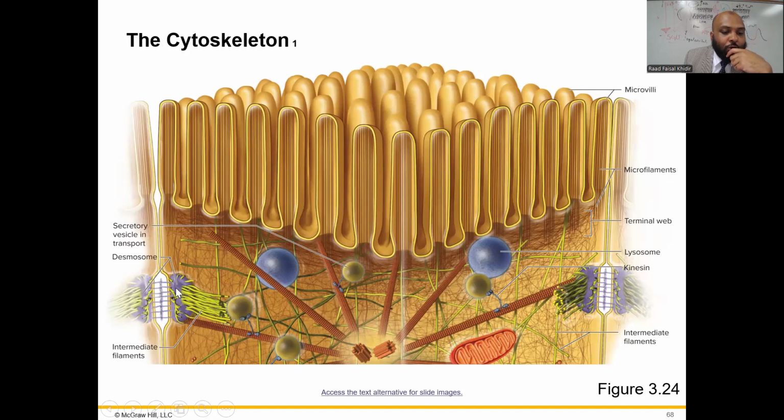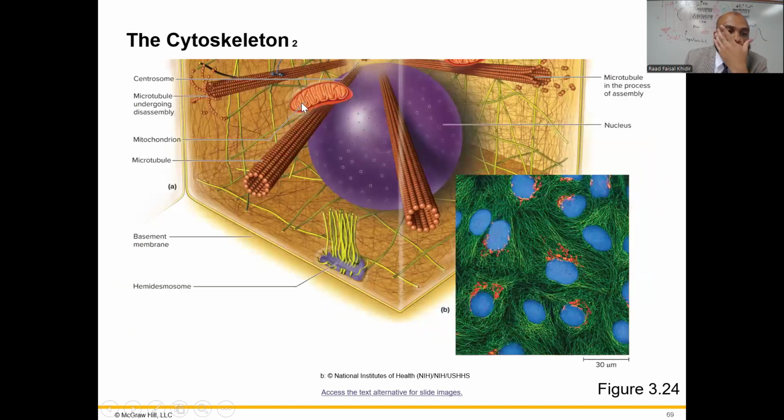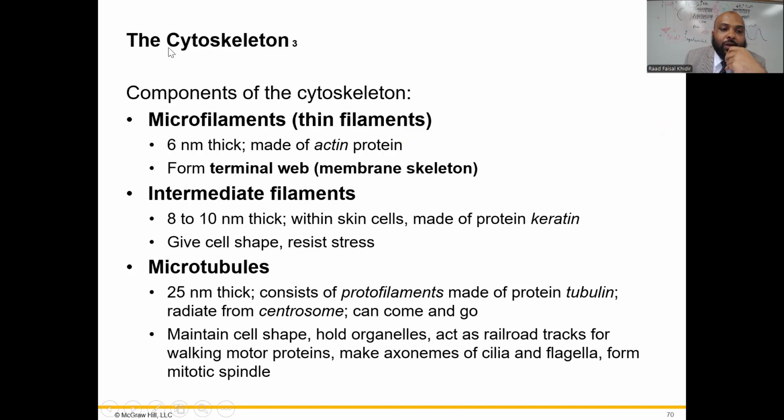You have desmosomes that connect like junctions. They hold cells together. And you have secretory vesicles in transport. And then there's a lysosome. And then there's a terminal web, microfilament and microvilli. These are centrosomes, these are microtubules, and these are hemidesmosomes.